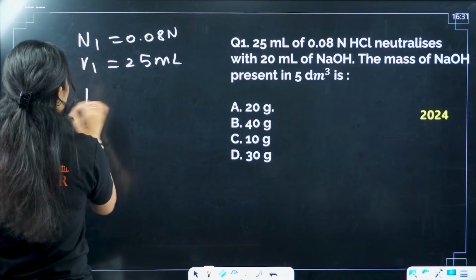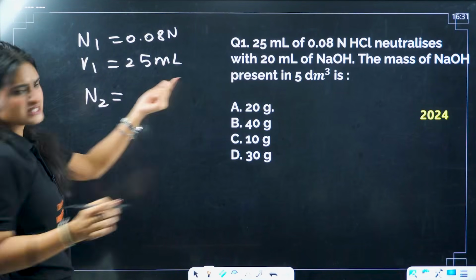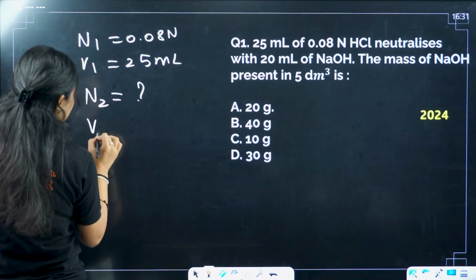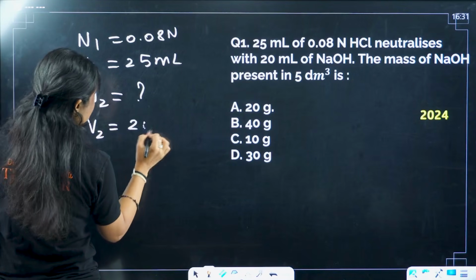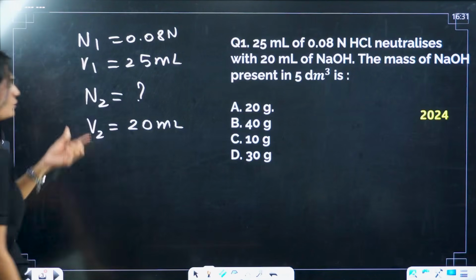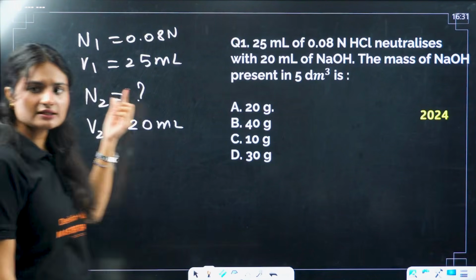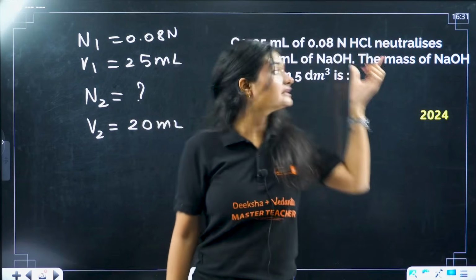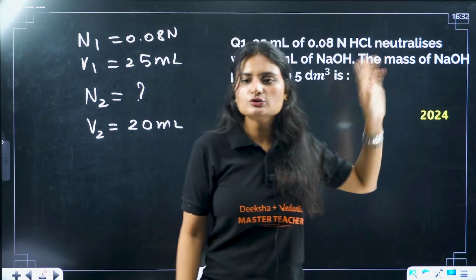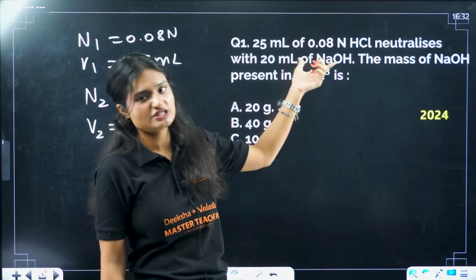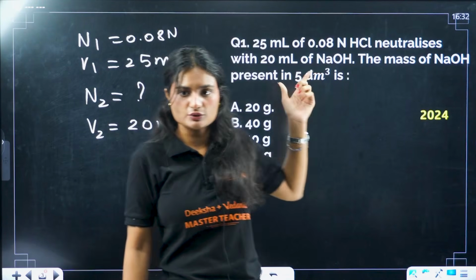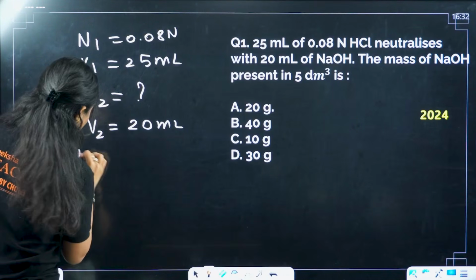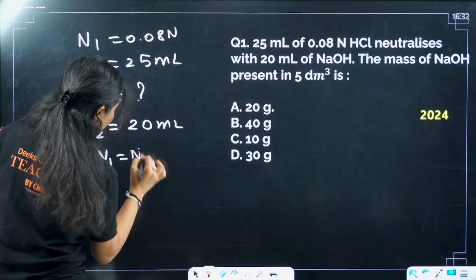Now, normality of NaOH, is it given? No, it's not given. So it is the unknown quantity. And the volume of NaOH is given, which is 20 ml. Now we know how these normalities are related. See, this amount of HCl is neutralizing 20 ml of NaOH. We don't know the normality, but this amount of HCl is neutralizing this amount of NaOH. So that means their equivalents are the same. That means here N1V1 equals N2V2.